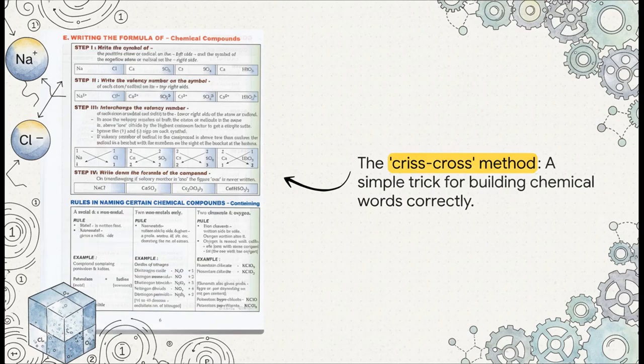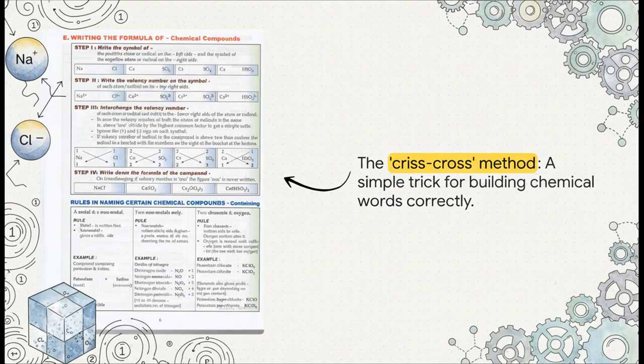We take sodium, Na, which has a positive 1 charge, and chlorine, Cl, with a negative 1 charge. You literally just take those numbers from the top and crisscross them down to the bottom of the other atom. Since they're both just 1, we don't even need to write them. And voila, you get NaCl. You just wrote the formula for table salt.